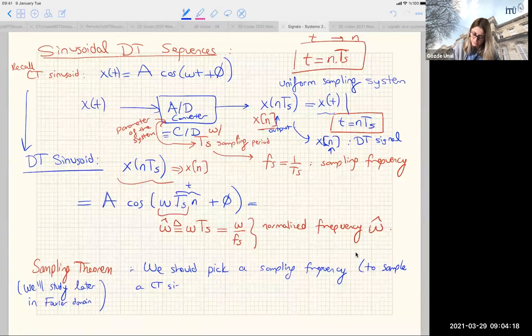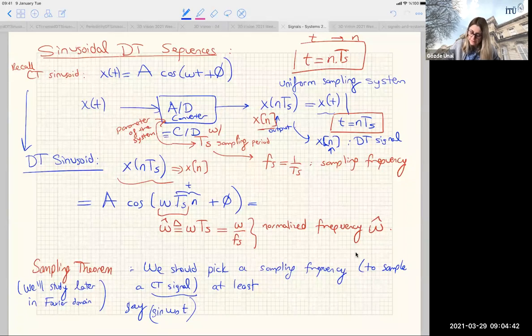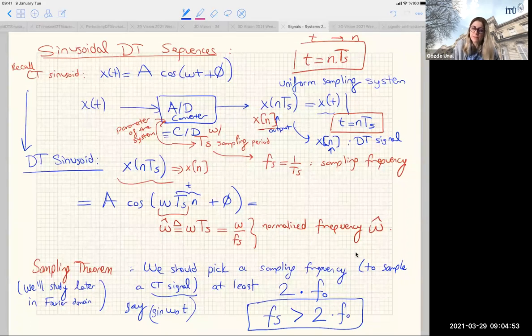This is to sample a continuous time signal, of course. Let's make this omega 0, just as an example, sine omega 0 t, okay? At least two times f0. So fs should be greater than 2 times f0. This is a very celebrated result, the Nyquist-Shannon sampling theorem.